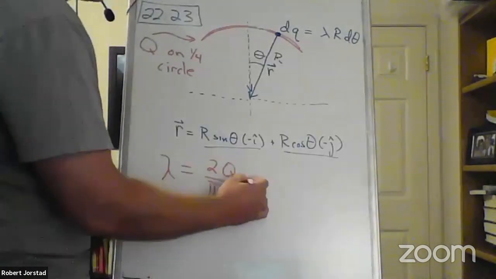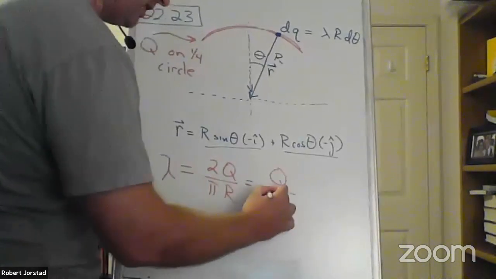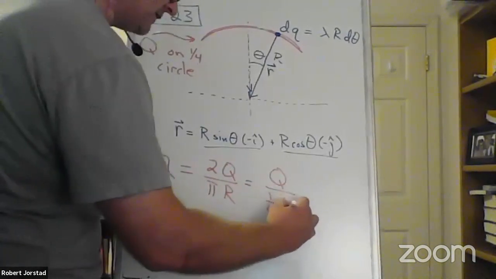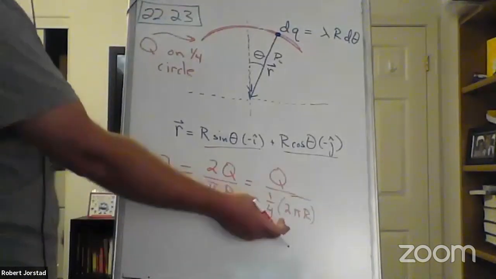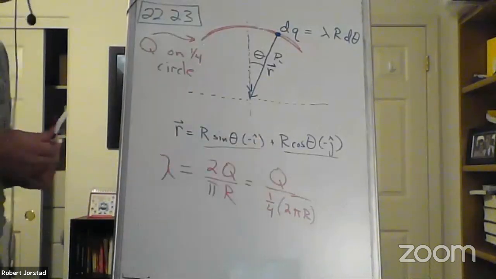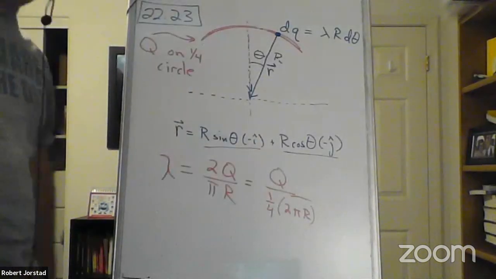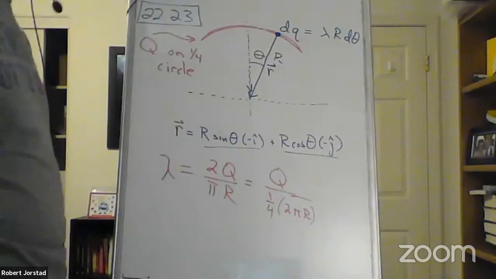But again, where did he get this from? It was Q over 1/4 of 2 pi r. Make sure I didn't flip something upside down, right? You get a pi over 2, the 2 goes to the top. I think you get this. So far, so good? All right.